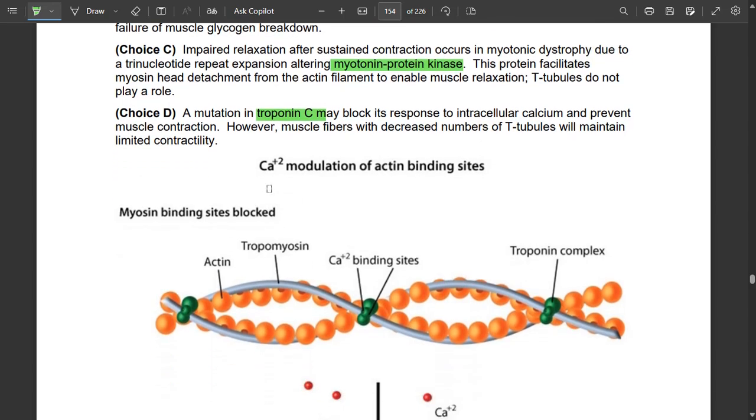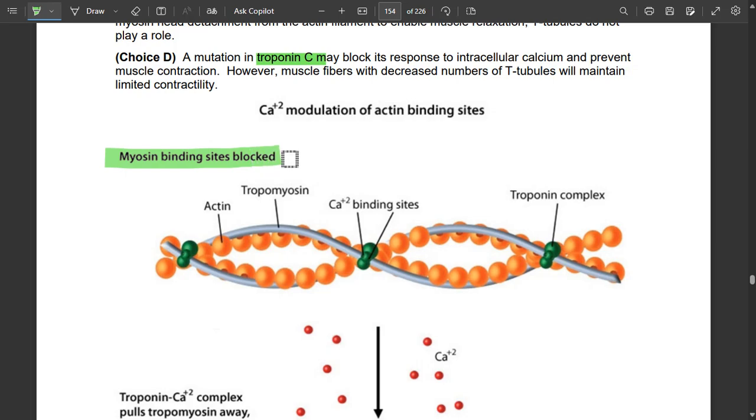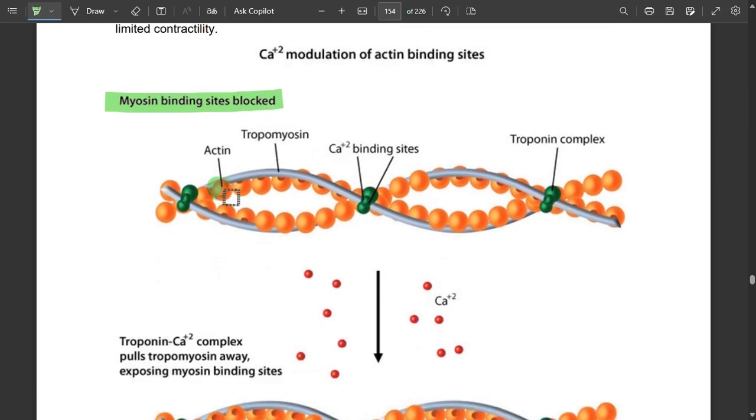Now, calcium modulation of actin binding sites. Myosin binding sites are blocked. You see, this is actin, and these are actin filaments. The actin filaments are bound by a rope-like structure, which is tropomyosin. At the junction of the tropomyosin and the actin filaments, there is a troponin complex with troponin I and troponin C. So troponin C is present in the tropomyosin, actin, troponin complex region.